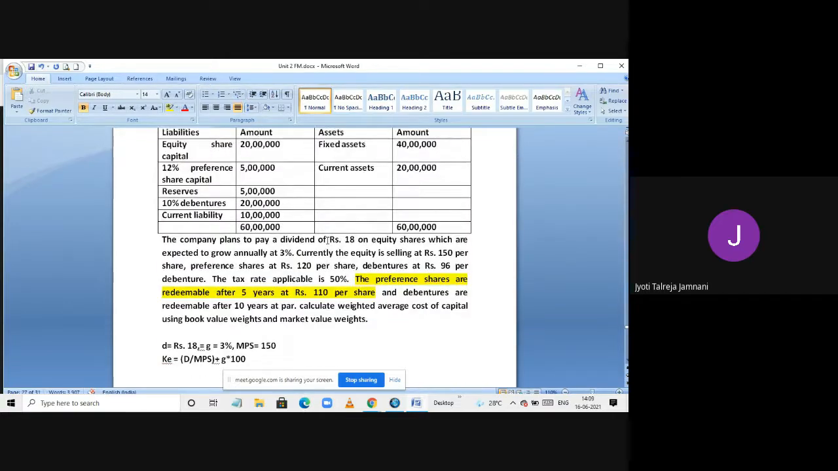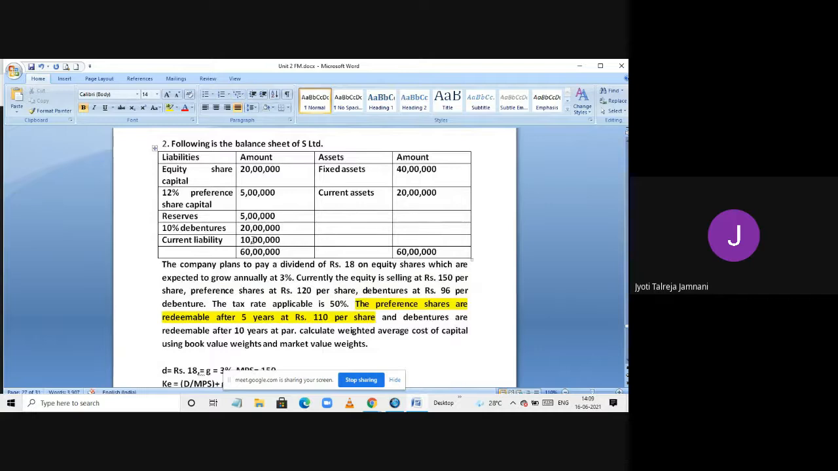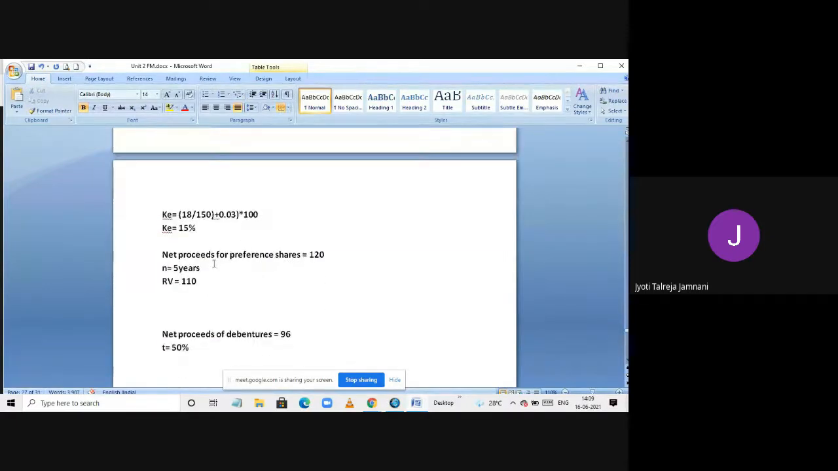Now one more thing that we would require is how much is the dividend. So if you look at the balance sheet here, they have mentioned 12% preference shares. So this 12% is nothing but the dividend that we are going to pay on the preference shares. So we'll find the dividend. Dividend is equal to 12% of face value. Face value is not given, so we assume it to be 100. And on that you calculate the dividend.